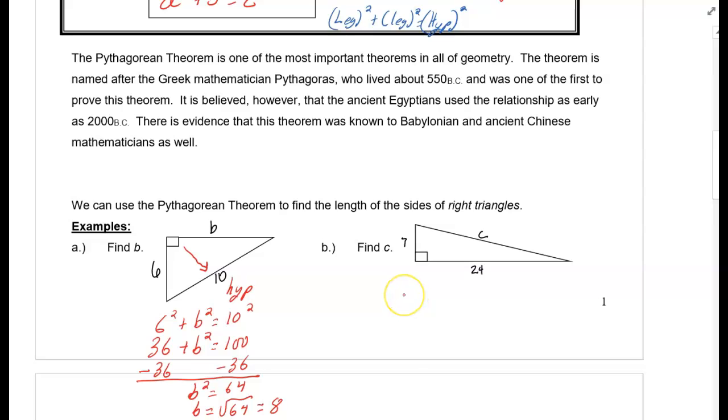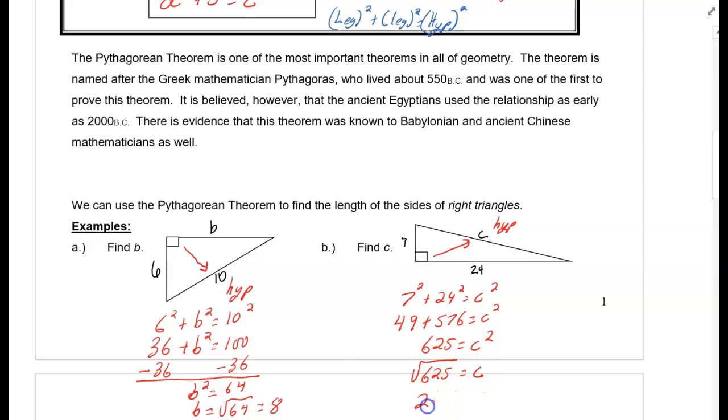Let's take a look at letter B. Again, I'm going to label across from the 90 is the hypotenuse. So 7 squared plus 24 squared is c squared. 49 plus 24 squared on your calculator is 576. Adding those two numbers up, you get 625. Take the square root of both sides, and you get c to be 25.